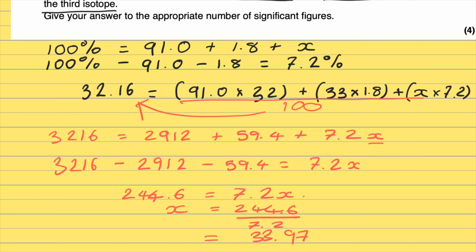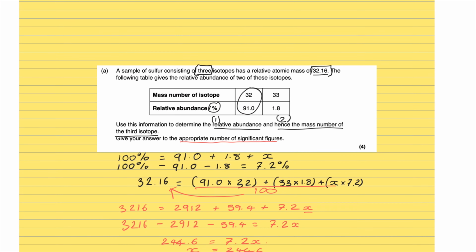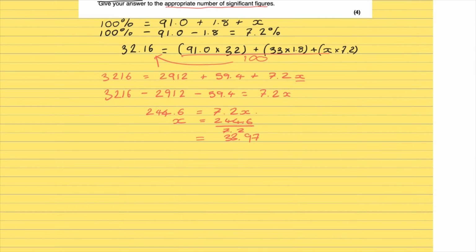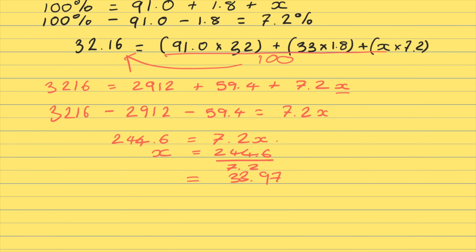Okay. What would be an appropriate number of significant figures to give our answer to? Because that's the final part of the question. If we just scroll up to look at the question again, the mass numbers of the isotopes given up here are all to 2 significant figures. There's no decimal places, so it would be appropriate to give our answer to 2 significant figures, which is 34. So the final answer is 34.